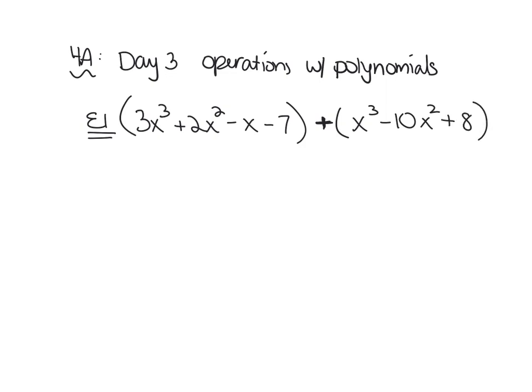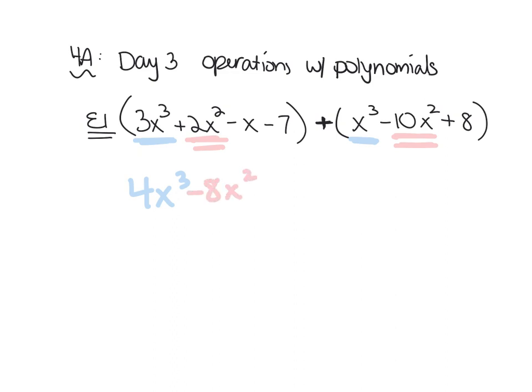All you're looking to do when you're adding is adding your like terms. So we have our 3x cubed and an x cubed, and so that means you have 3 plus 1, which gives you 4x cubed. You have next your 2x squared and your negative 10x squared. So you're just adding your coefficients, 2 plus negative 10. That leaves you with negative 8x squared.